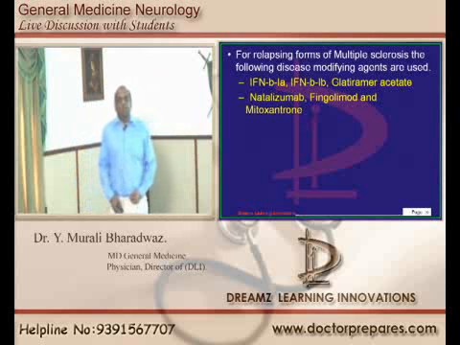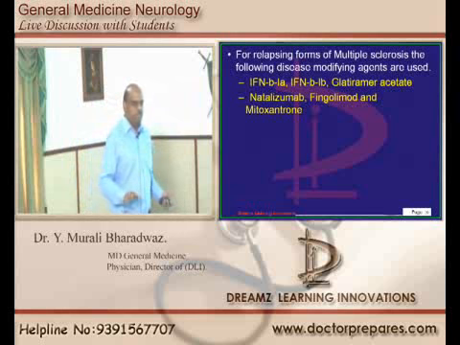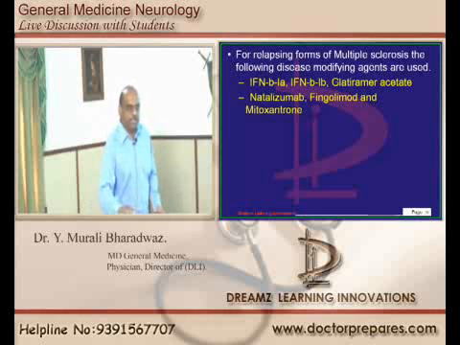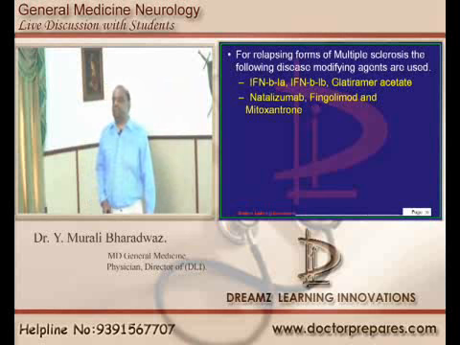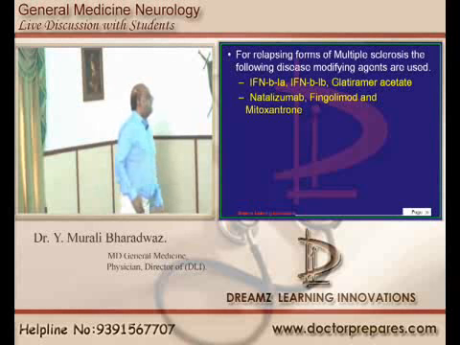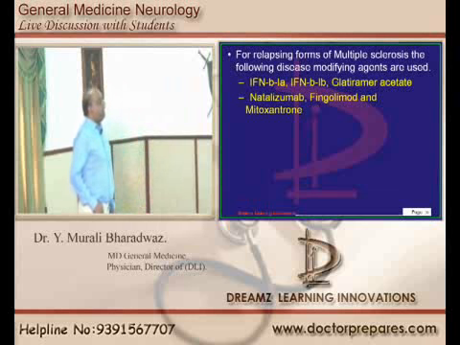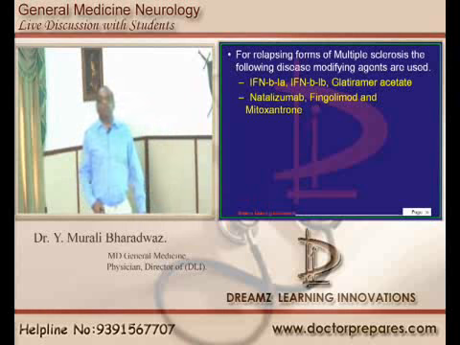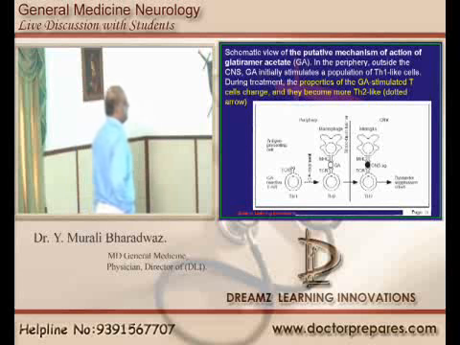Whenever multiple sclerosis is relapsing, the patient presents acutely. After that you have given steroids and it has resolved, and once more there is a flare-up. So whenever there is a relapsing form of multiple sclerosis, what are the various drugs that we use? Interferon beta 1A, interferon beta 1B, glatiramer acetate, natalizumab, mitoxantrone, and fingolimod. These are the important group of drugs.